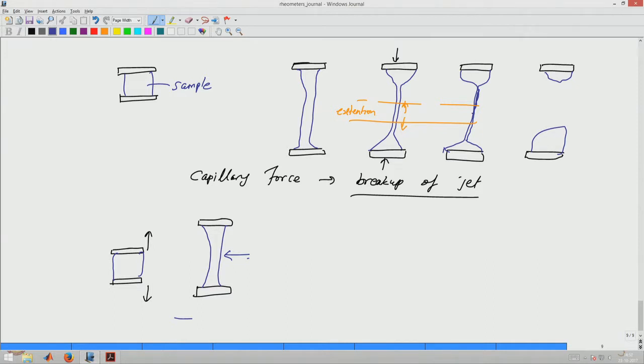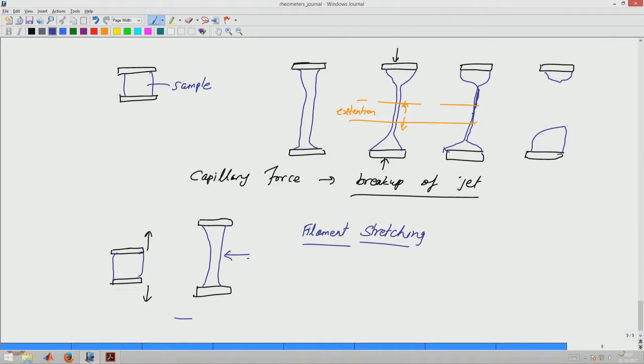So, these are called filament stretching. In this case you are continuously stretching, filament stretching, because you are continuously stretching the filament.